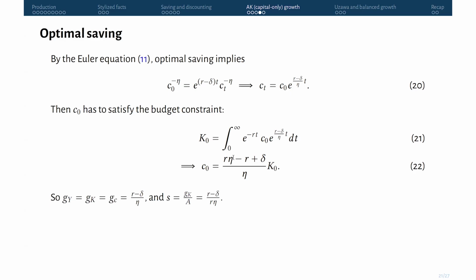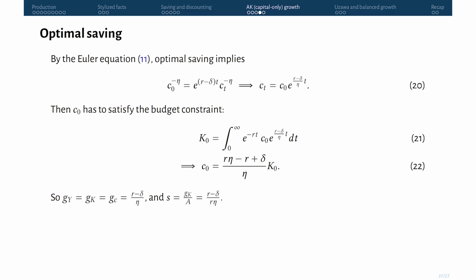So the capital stock will be growing at some constant rate along with consumption, because if consumption is growing at a constant rate and consumption is always the same proportion of the contemporaneous capital stock, then the capital stock is also growing at that rate. And output will be growing at that rate. And that rate will be this exponent here, r minus delta over eta.